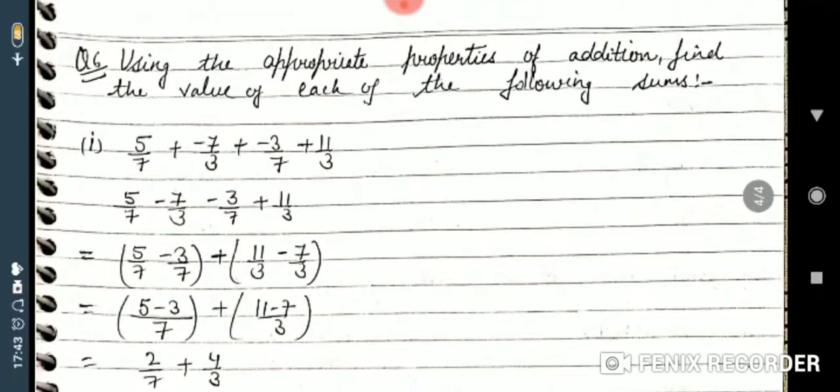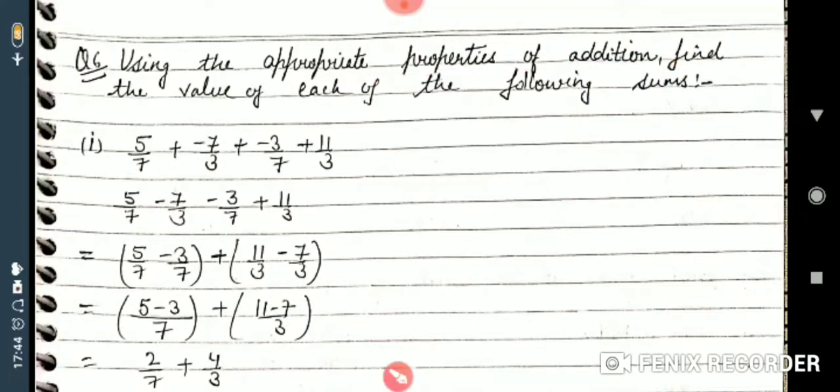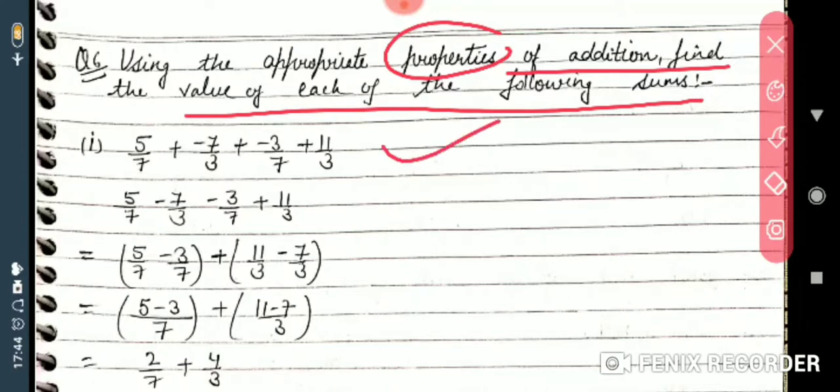Next, use the appropriate properties of addition and find the value of each of the following. Now, with the help of properties, you have to solve this question. Just see the question. 5 by 7 plus minus 7 by 3 plus minus 3 by 7 plus 11 by 3. First, just solve 5 by 7 plus minus 7 by 3. Then plus minus 3 by 7, then plus 11 by 7. Now, which property will be applied here?